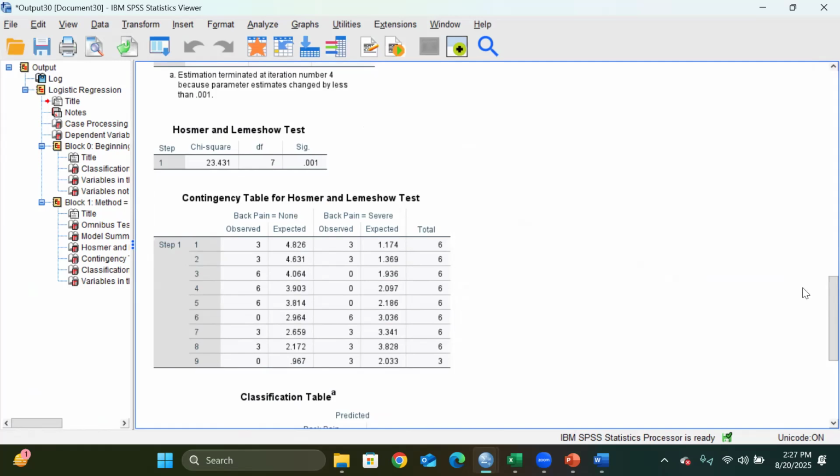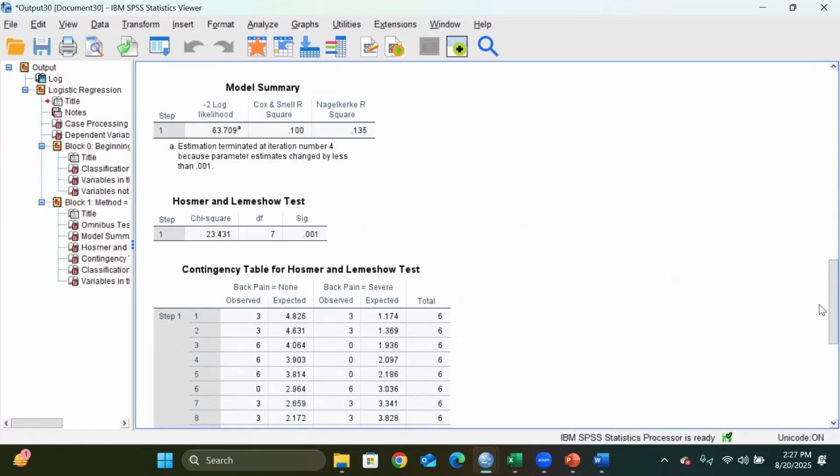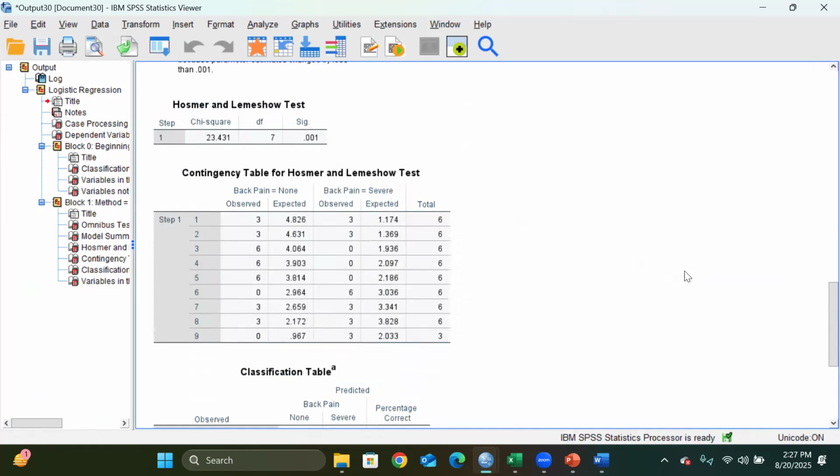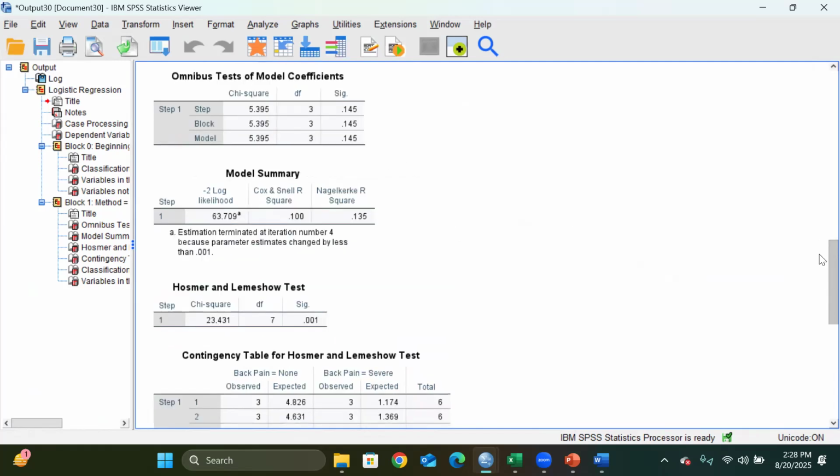So for the time being, we will not be dealing with that. But I have just told you guys that the Hosmer and Lemeshow test should have a value more than 0.05, and the omnibus test should be less than 0.05. And in the contingency table, there should not be major differences between the observed and the expected values.